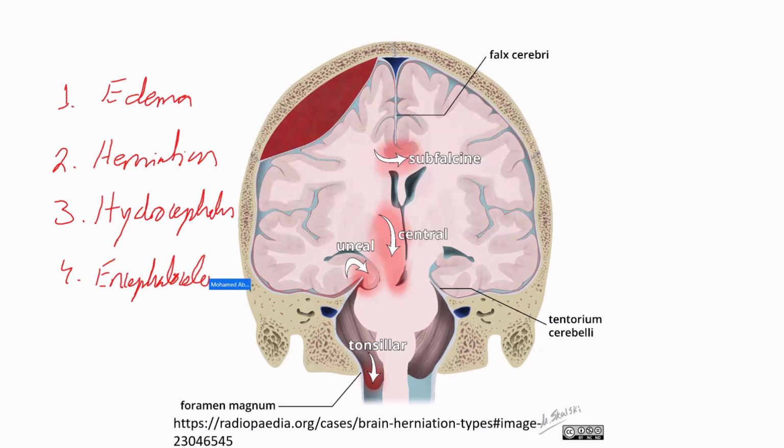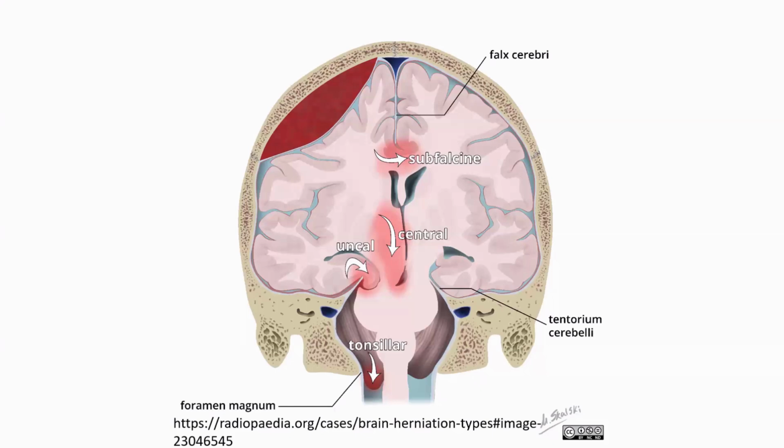So, in case of trauma, you should search for these complications: brain edema, brain herniation, and hydrocephalus. Those complications can occur early after trauma. Hydrocephalus can occur late also. Encephalocele is a late complication. Brain herniation is very important because it can occur in case of trauma. It can occur secondary to any space-occupying lesion, hematoma or tumor or something like this. So we will focus today on brain herniation.